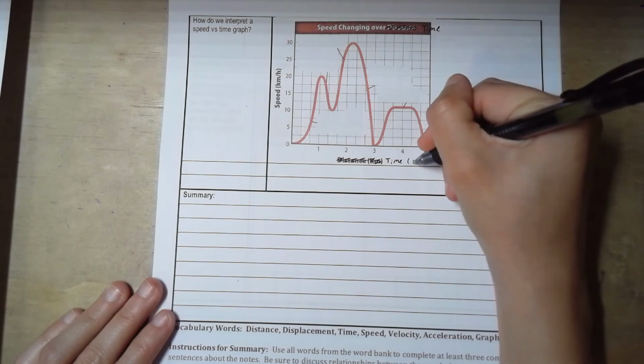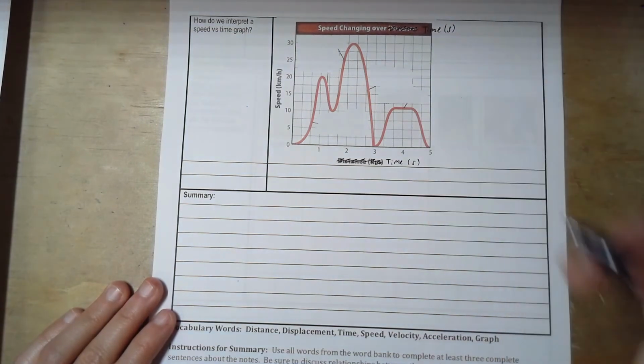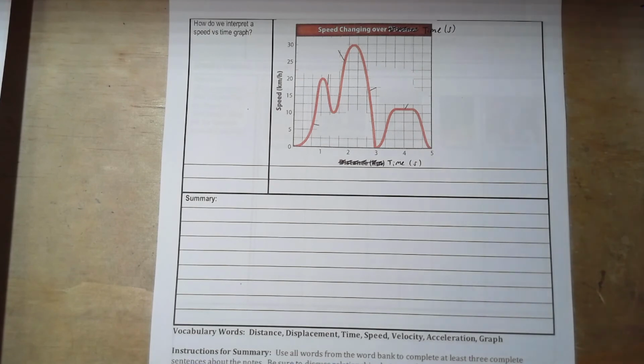And it's going to be time in seconds. Or it could be in minutes. This is probably more likely in minutes, but that's fine. We're going to do speed over time. Alright, so now that we have our axes changed to their appropriate titles, I can tell you guys what a speed versus time graph is going to look like.